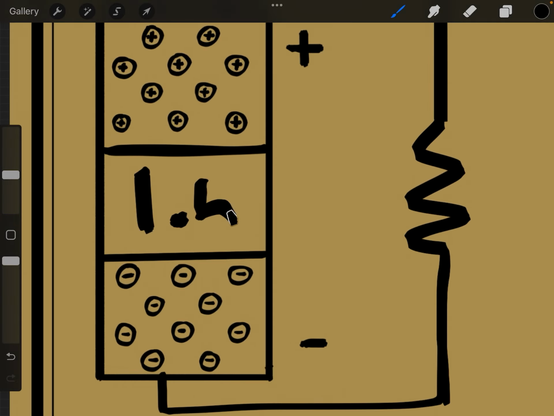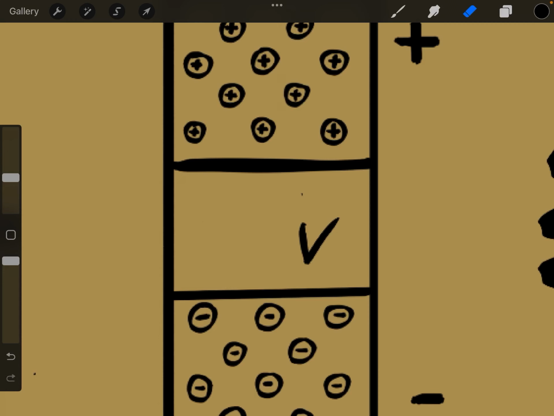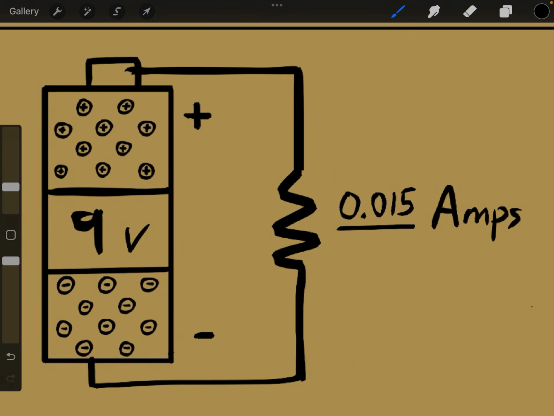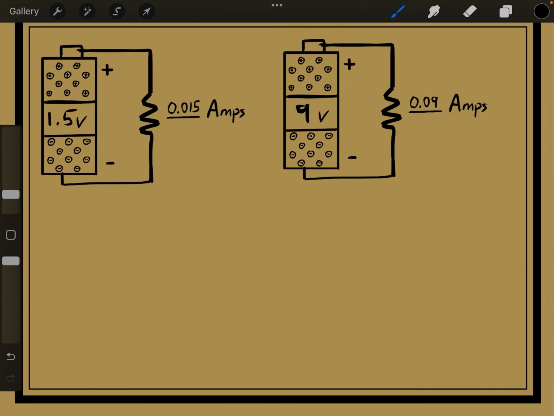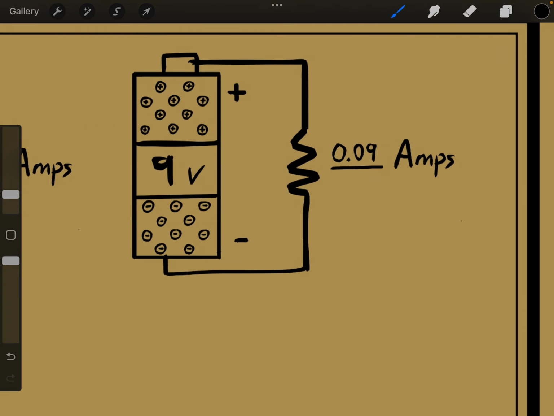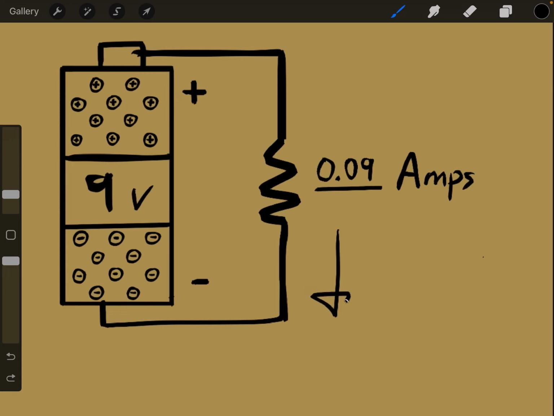That's great. Now what happens if we take the same circuit, but this time, instead of using a 1.5 volt battery, we use a bigger battery, like one of those 9 volt batteries. We measure the current across the whole circuit, and we find that it's no longer 0.015 amps, but it's 0.09 amps or 90 milliamps. We might observe that there's more current now that there's more voltage, even though we're using the same resistor.